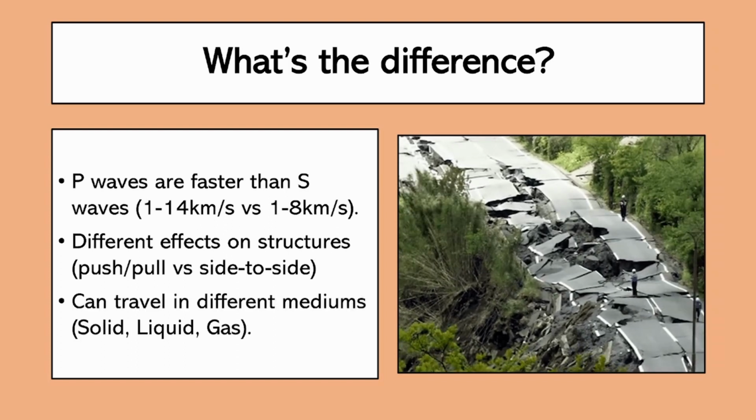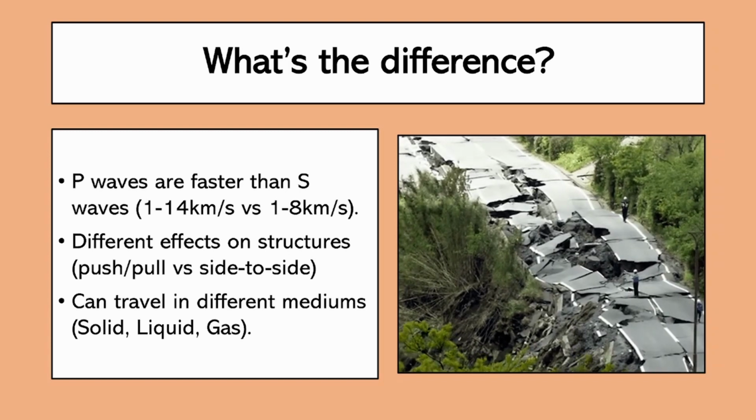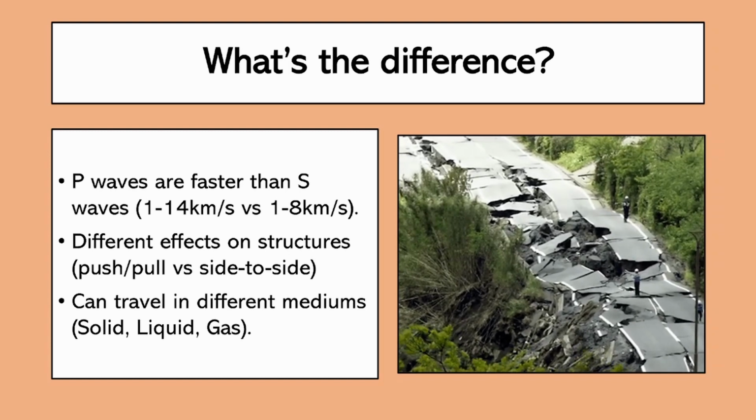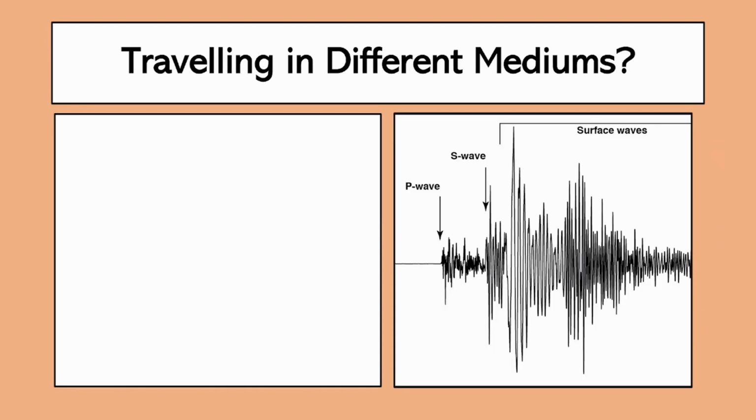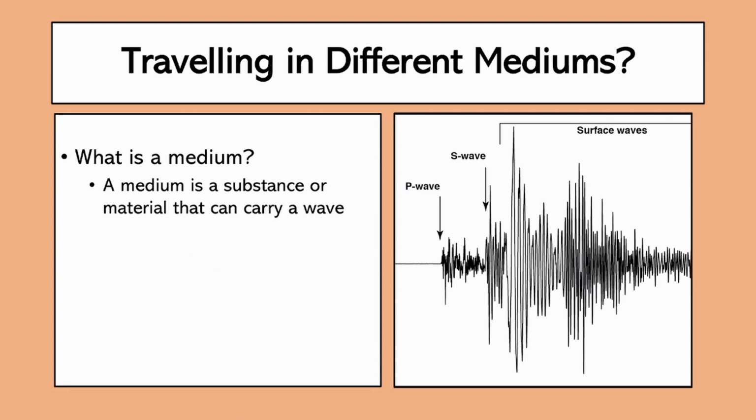And the most important difference between these two is that they can actually travel in different mediums, like solids, liquids, and gases. So you might be sitting there and thinking, hey, Mr. Crouch, what's the medium? And no, it's not a psychic. I thought that at first when I looked it up, and that's all the internet would tell me about. But that's okay. So what is a medium? A medium is a substance or a material that can carry a wave.